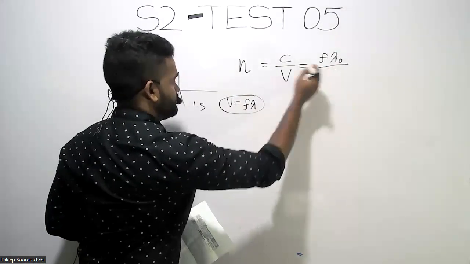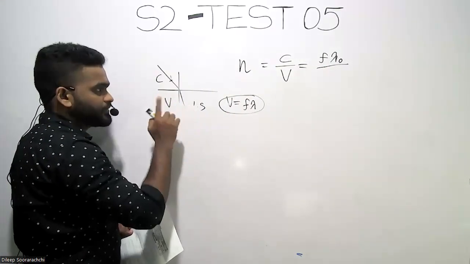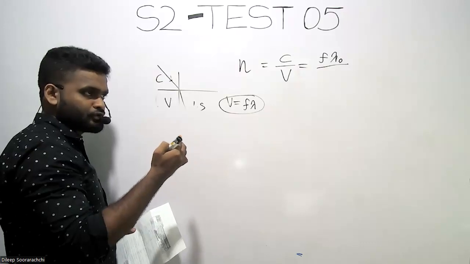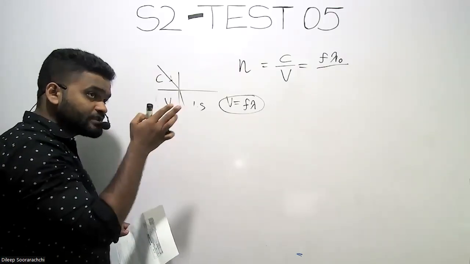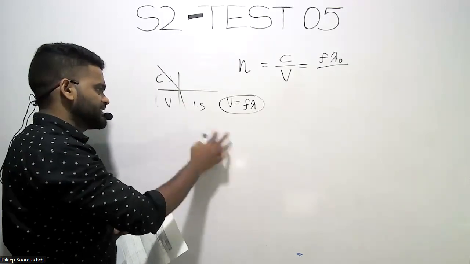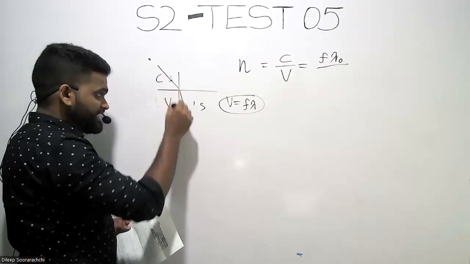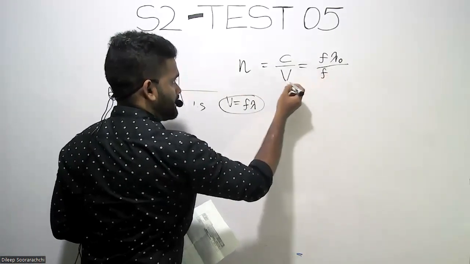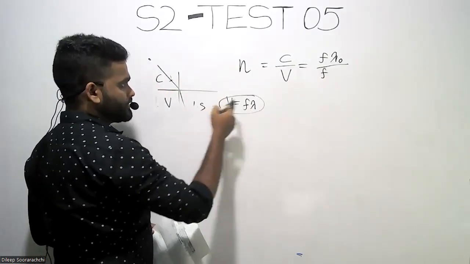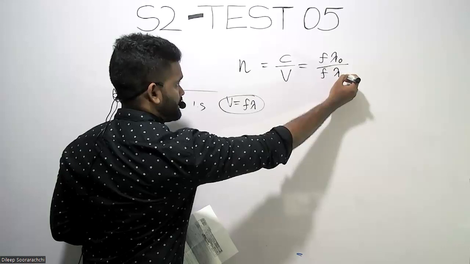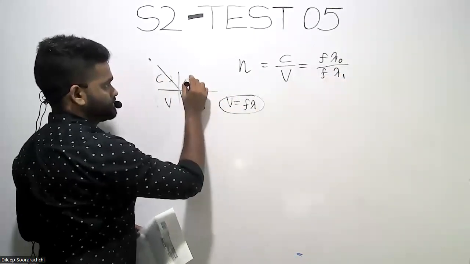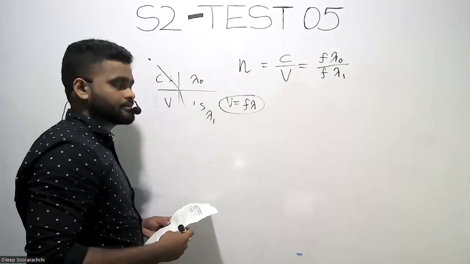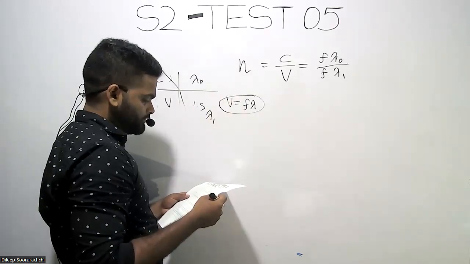When the wave enters another medium, the frequency does not change. Frequency is only dependent on the source. So if you need to change the frequency, you need to change the source. But here the source is not changing, only the medium changes. So the frequency is still f. But the wavelength changes. Let's say the wavelength in that medium is lambda 1. So here lambda naught, here lambda 1. So you can just use these two equations to figure out the speed and all those things.